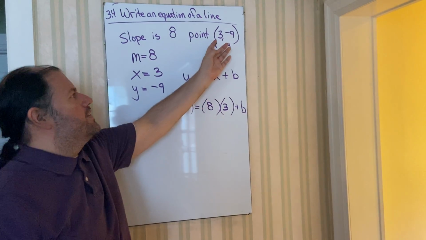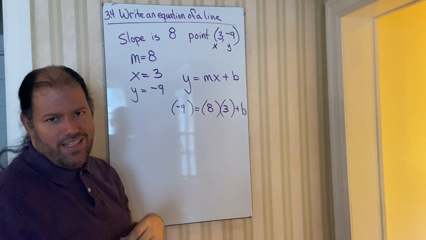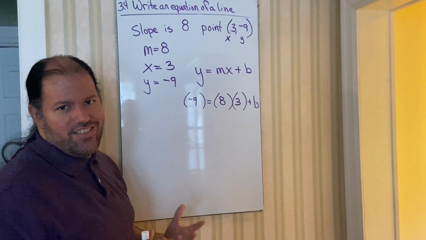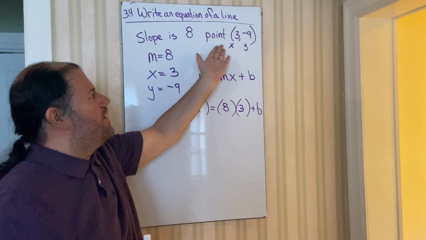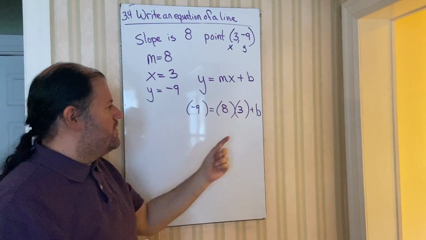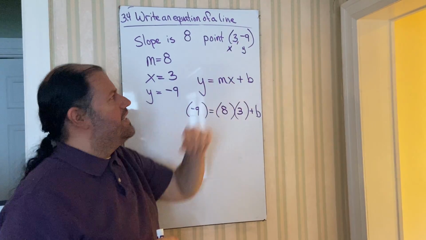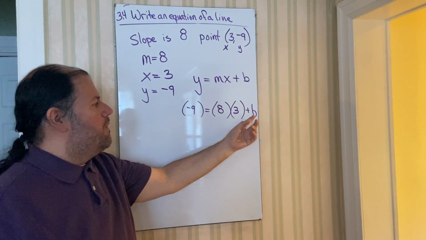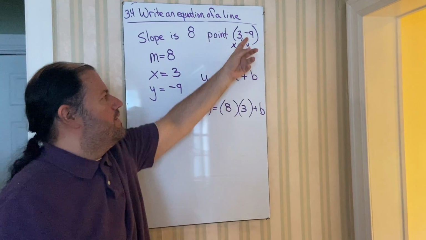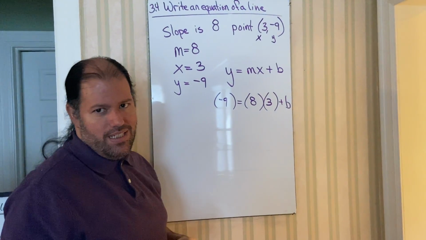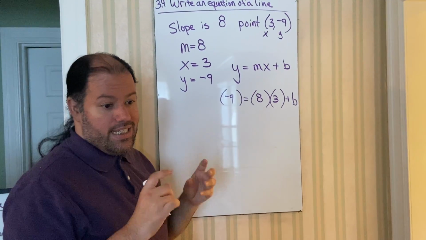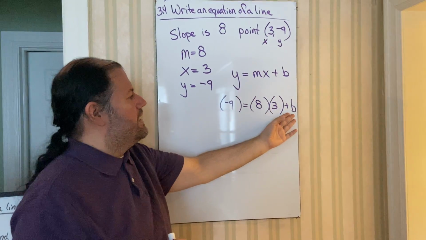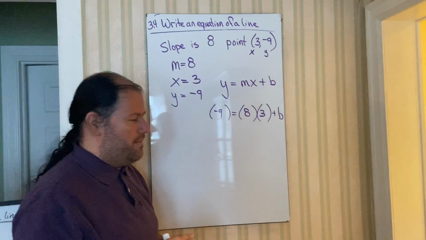A lot of you will say, well, isn't y and b the same thing? No. B stands for the y-intercept. This doesn't say y-intercept, it says point. So do not say, oh, b is -9. That doesn't work. Only certain ordered pairs can we say the y is the same thing as b, and that's when we have y-intercepts. Since I don't have an intercept, you've got to keep this as the letter b.